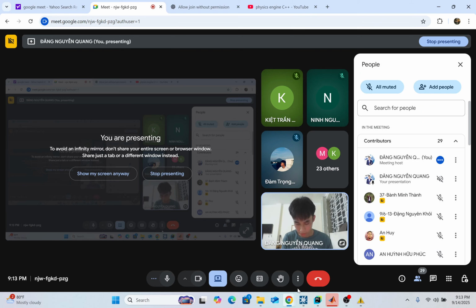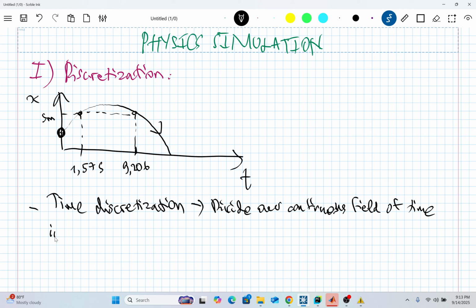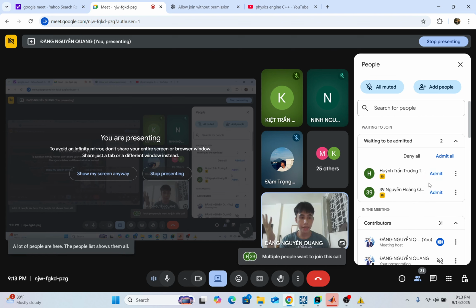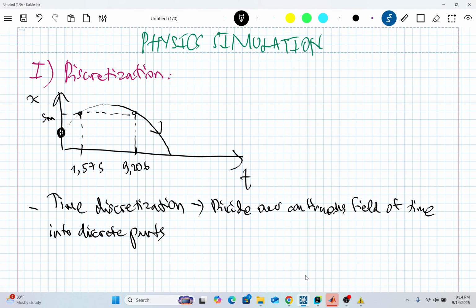Okay? Which means that we will divide our continuous field of time into what? Into sections, not sections, into parts, into discrete parts. Okay, that's the first thing. We have a limited memory, so we will have to dissect our time into finite things.